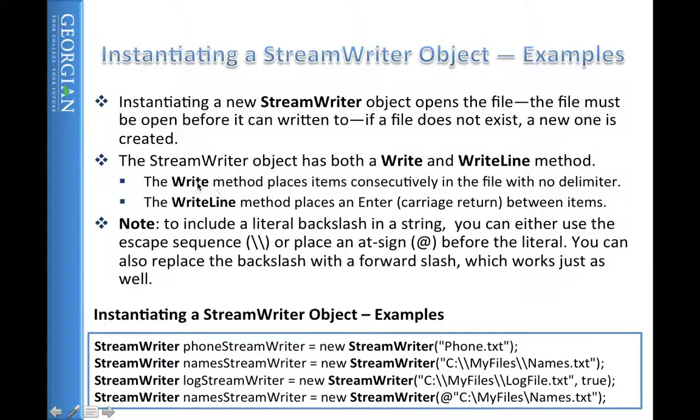Again, there are these two methods. Write places items consecutively in the file with no delimiter. So if you wanted to stream to the file bits and pieces of text or even binary data, and no delimiter, use the write method. If you're going to use a delimiter, with the carriage return or the \n automatically written, you use the WriteLine method. So those are the two different methods you can use.